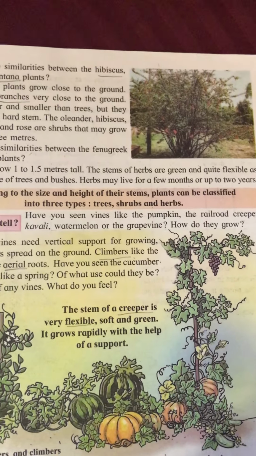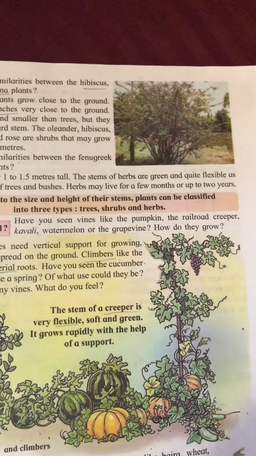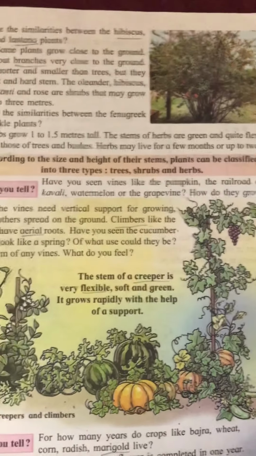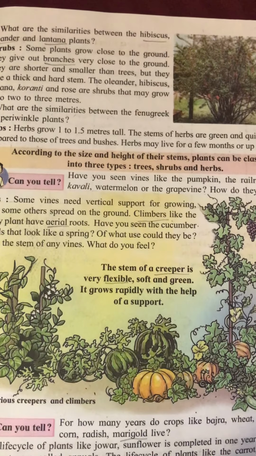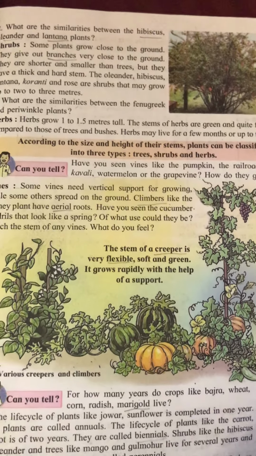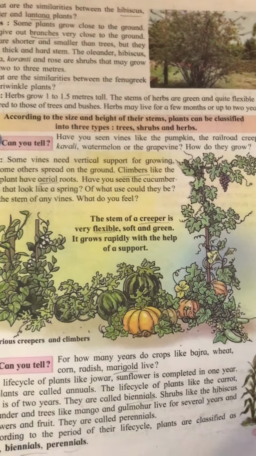ये तो इतना लंबा चौड़ा है, right? But the hibiscus plant grows very close to the ground, correct? See, so close to the ground. They are shorter and smaller than trees, but they have a thick, hard stem. The oleander, hibiscus, lantana, coranthi, and rose are shrubs that may grow up to 2 to 3 meters.